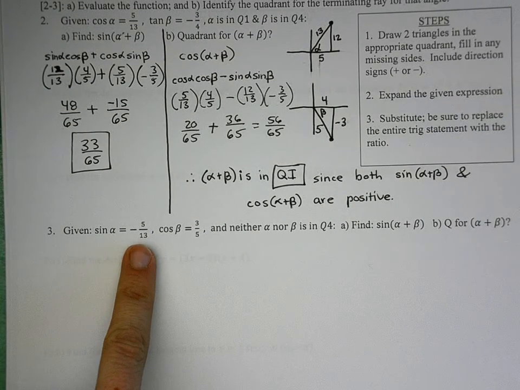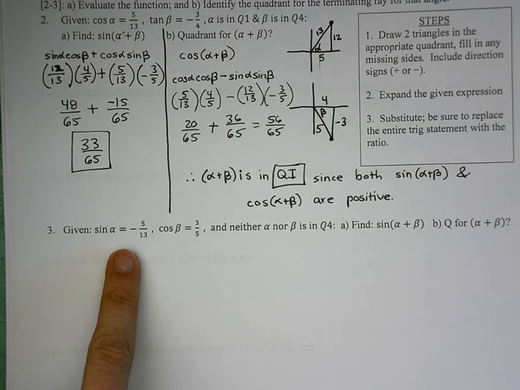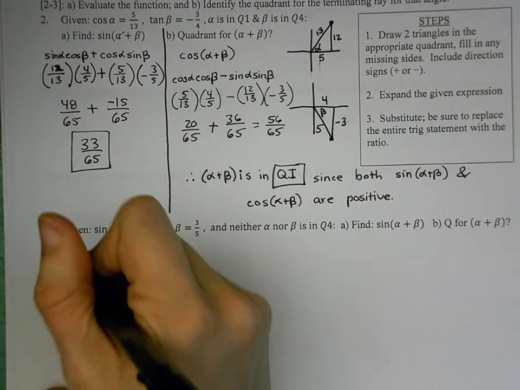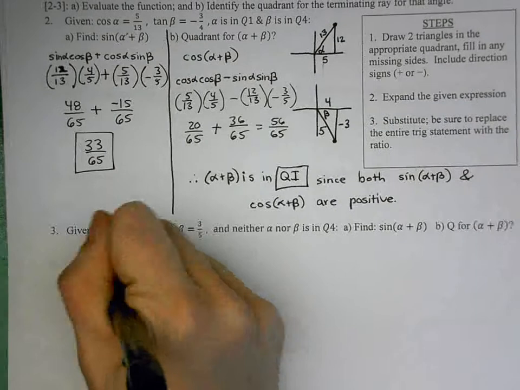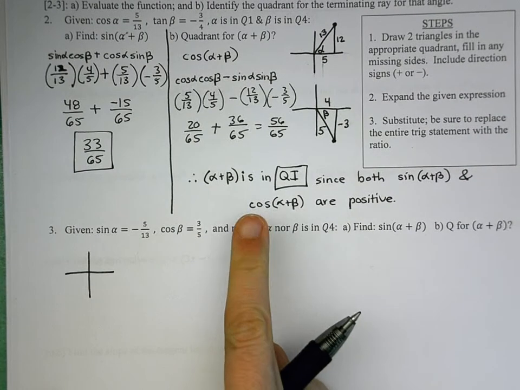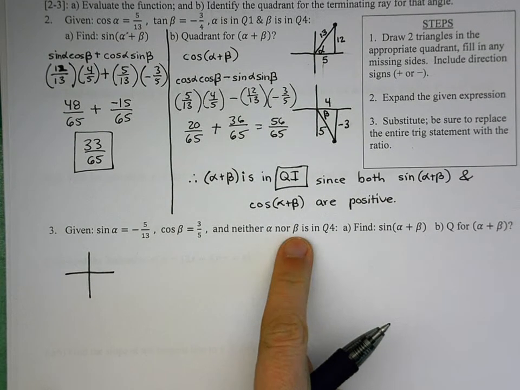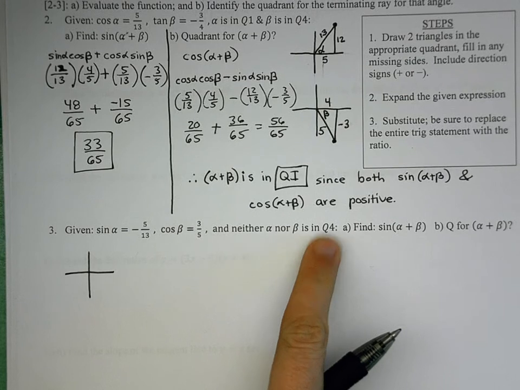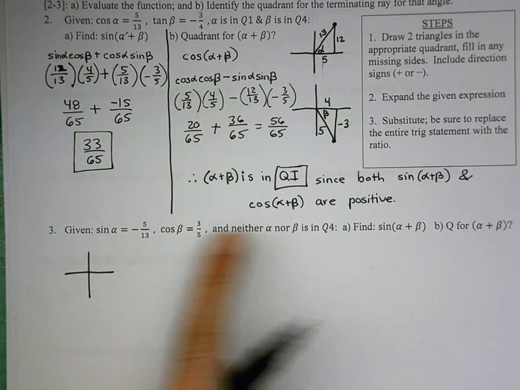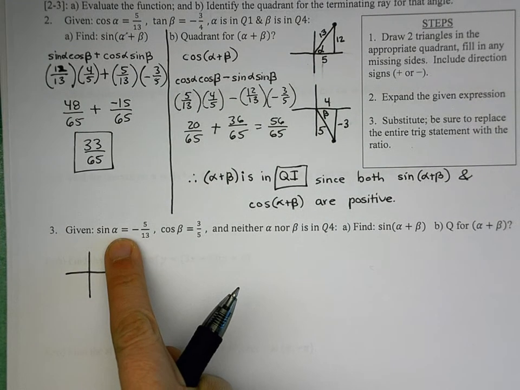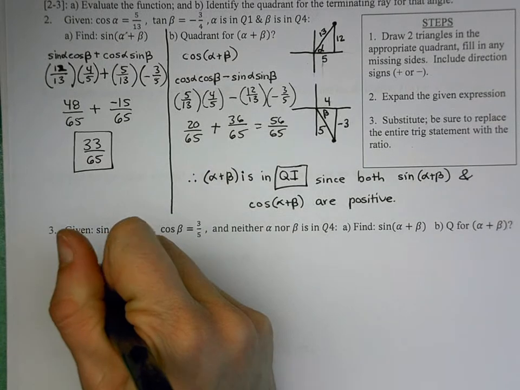Okay, well, sine is negative in the 3rd or 4th quadrant. So we know we're going to be in either the 3rd or 4th quadrant for alpha here. At the end it says neither alpha nor beta is in quadrant 4. So if I can't be in quadrant 4, but I have to be in the 3rd or 4th quadrant, then that means alpha is in the 3rd.